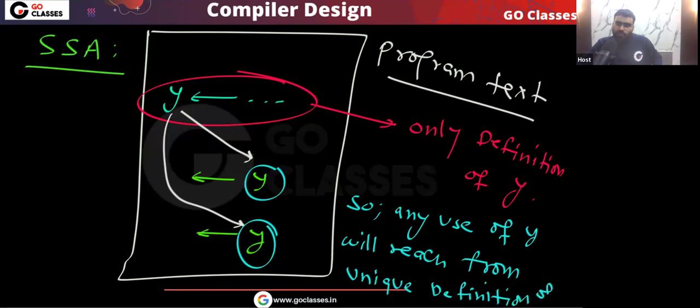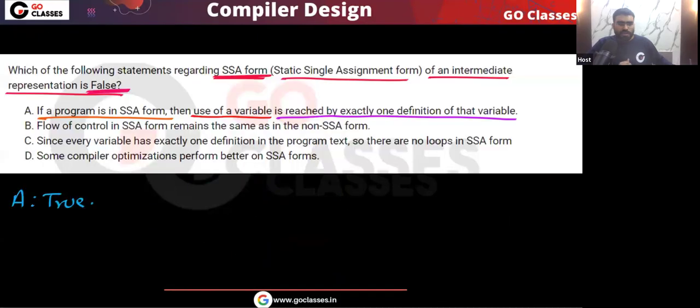Unique definition of y. I hope you understood, because there is only one definition of y. There is no other definition of y. So this statement A is actually true. If your program is in SSA form, then a use of a variable is reached by a unique definition of that variable. So this statement is true.